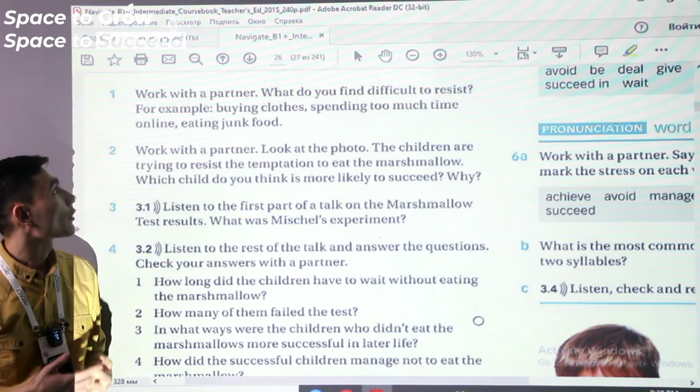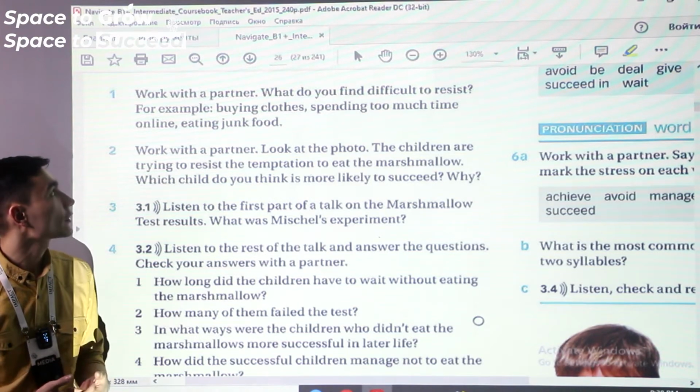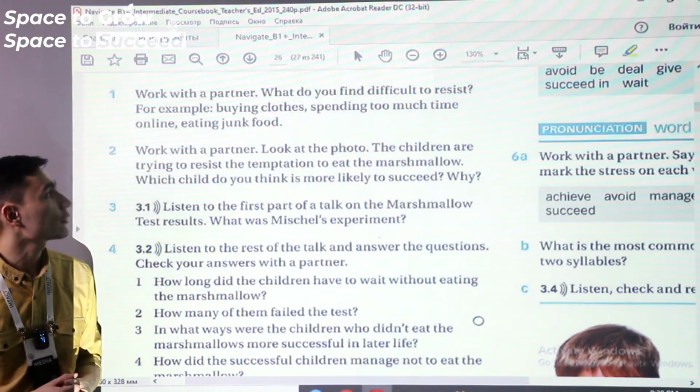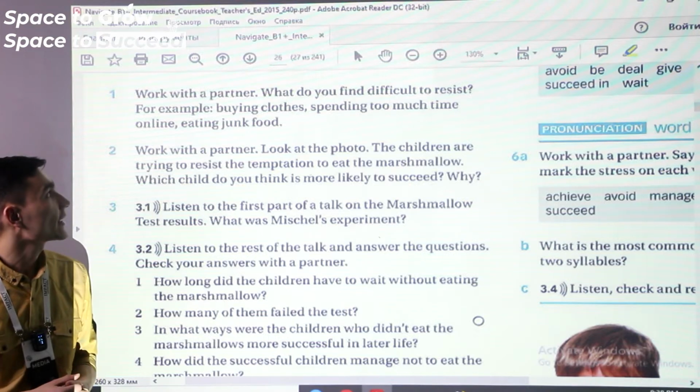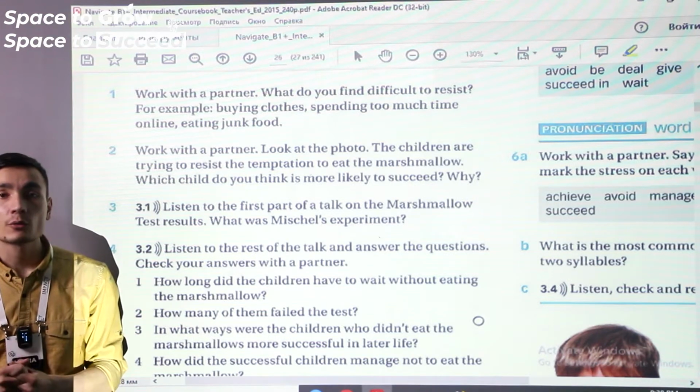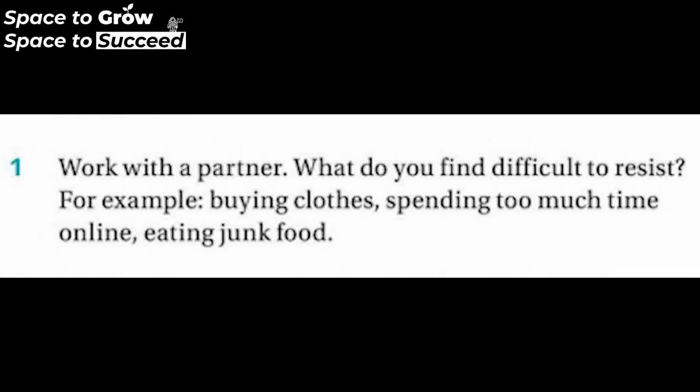Exercise 1. Work with a partner. What do you find difficult to resist? For example, buying clothes, spending too much time online, eating junk food. Now with your partner, discuss these questions and give your written answer.